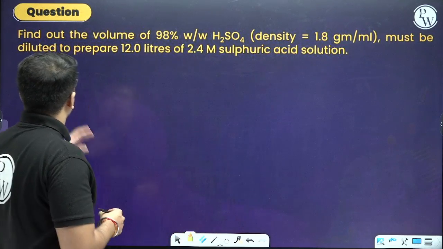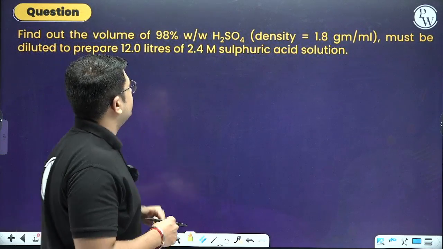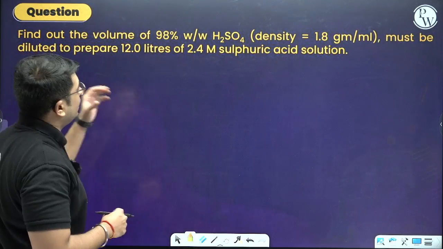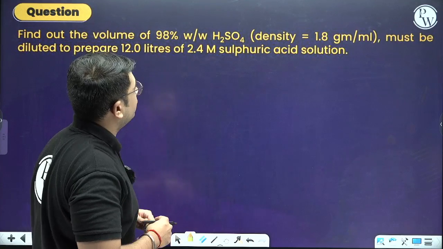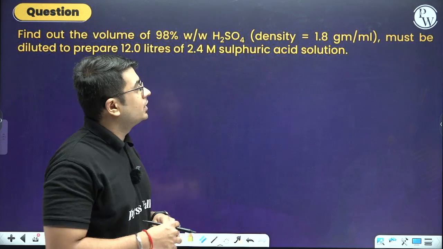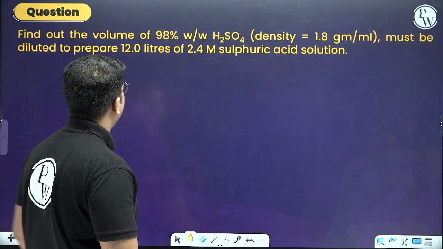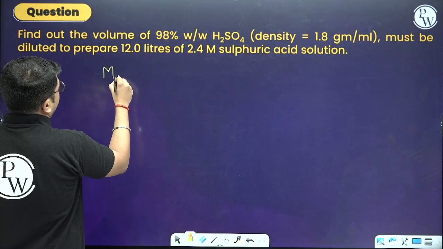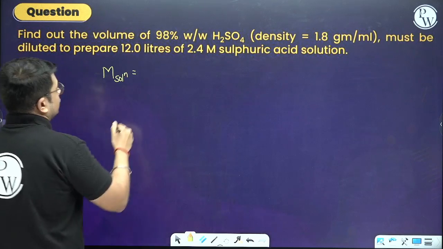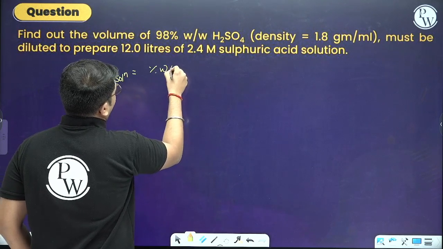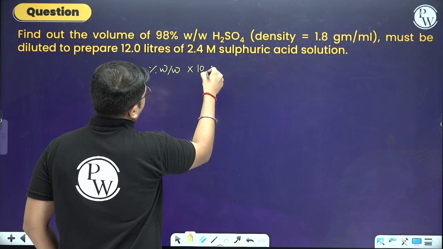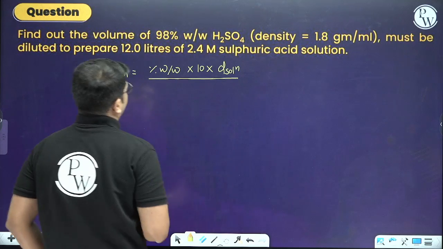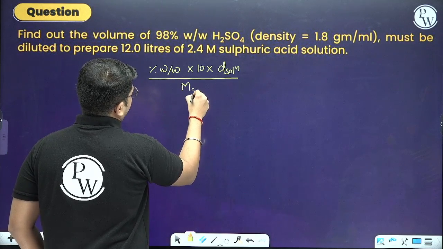Now the question says: find out the volume of 98% W by W H2SO4 that must be diluted to prepare 12 liters of a 2.4 molar sulfuric acid solution. In this particular case, again we have molarity of solution equal to percentage W by W multiplied by 10 multiplied by the density of the solution divided by the molar mass of solute.